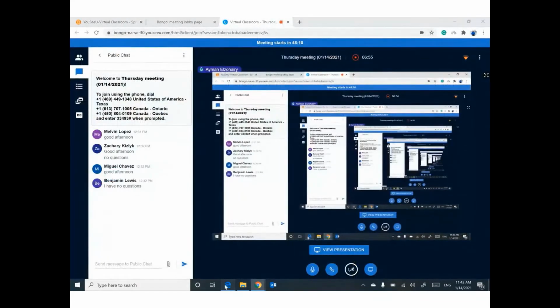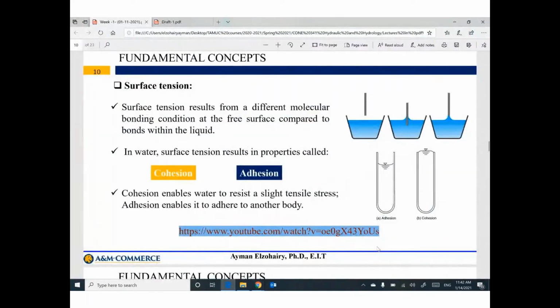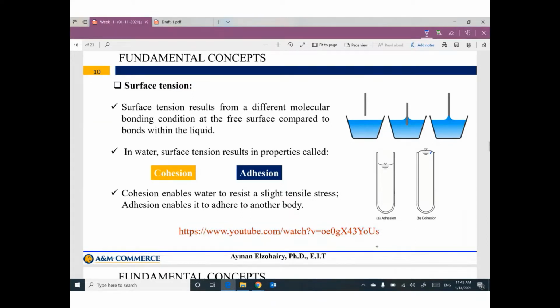So, surface tension is a phenomenon that enables the water not to spill over the glass tube, because we have cohesion between the water molecules that prevents this water from spilling out of the glass. We will have this dome shape of water.